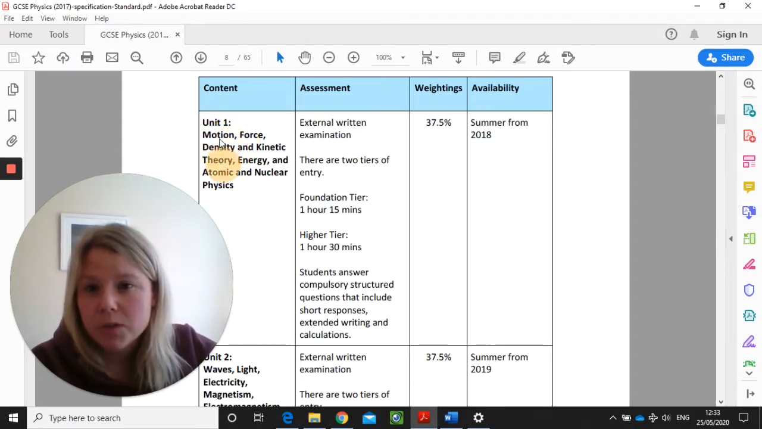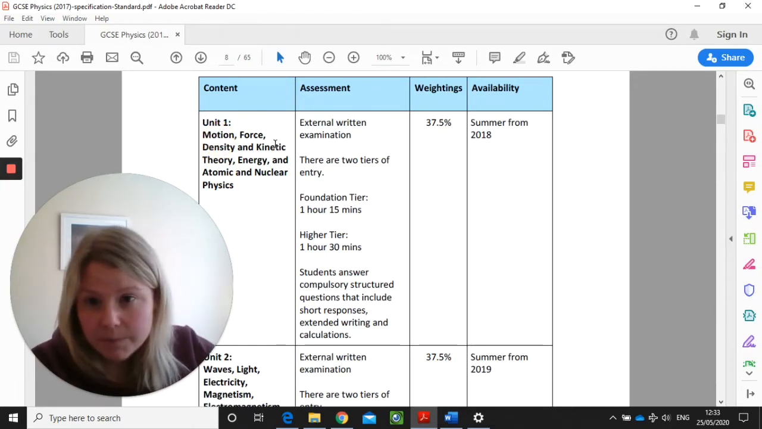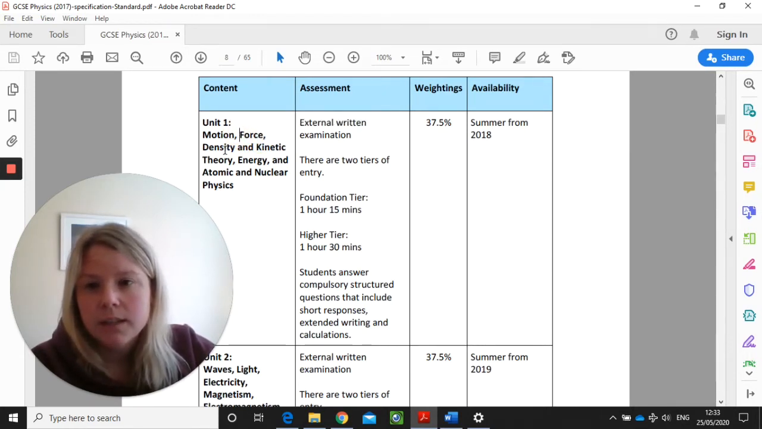So we've got motion, which you have looked a little bit at this year, but also in Year 9. Force, which you've looked at a little bit in both year groups as well, 9 and 10. Density and kinetic theory is kind of new to you. Kinetic theory is just a fancy way, really, of talking about particles in things. And density, we would have talked about a fair bit whenever we were learning about convection in Year 9, if you remember back to that.